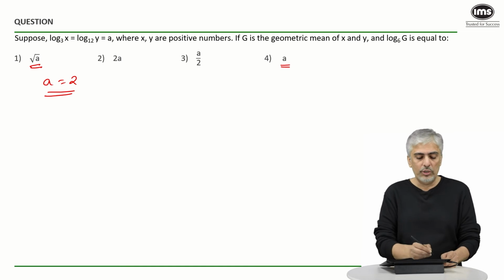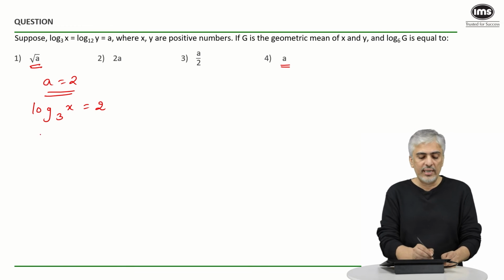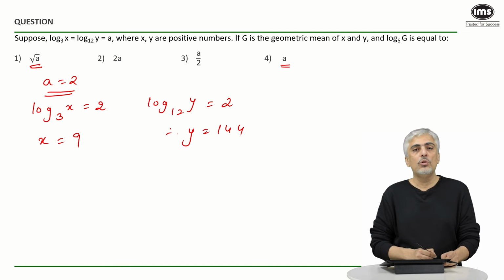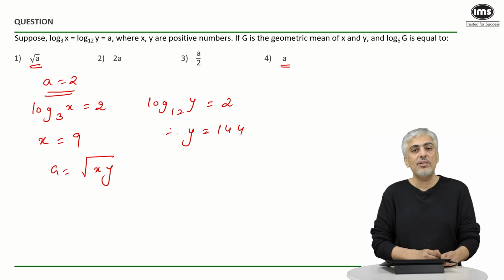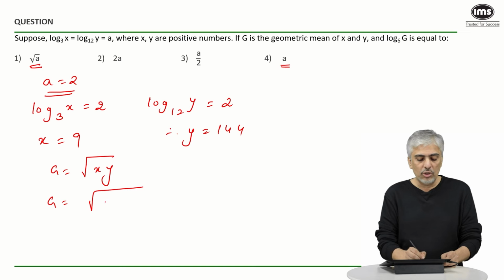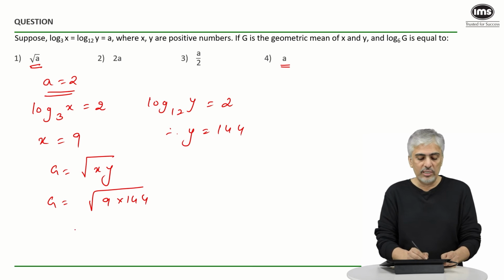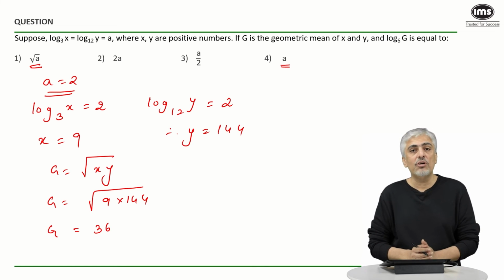If you take a as 2, what will you get? You will get log x to the base 3 is 2. So x is 3 raised to 2, which is 9. Same way, log y to the base 12 is also 2. Therefore, y is 12 raised to 2, which is 144. What is g? G is square root of xy, because g is the geometric mean of x and y. So g will be root of 9 into 144. Square root of 9 is 3, square root of 144 is 12. So 3 12s are 36. So g is 36. I need everything in terms of logs.